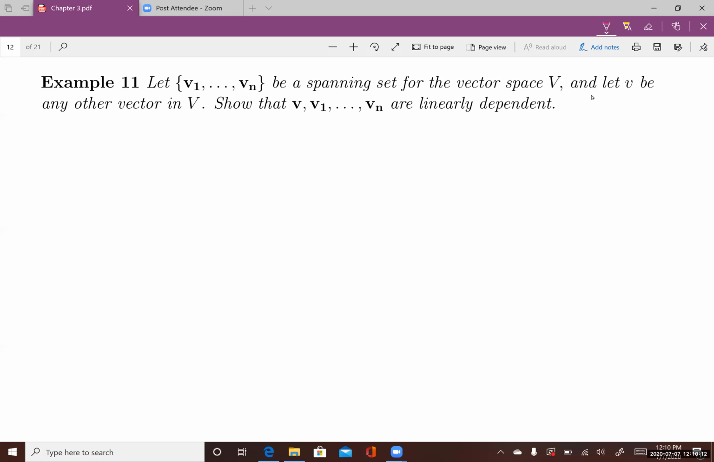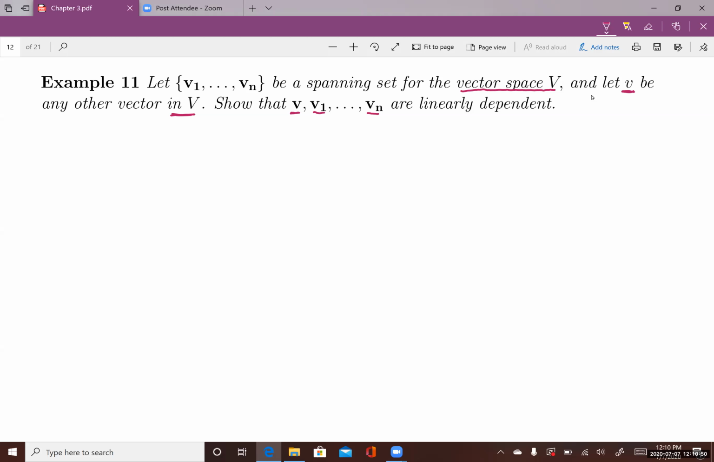This is an example of the relation between a spanning set for a vector space and linear independence. Let's look at a set of vectors v1, v2 to vn. This set of vectors is a spanning set for the vector space V. Let v be another vector in the same vector space, and we want to show that the set v, v1 to vn is linearly dependent.